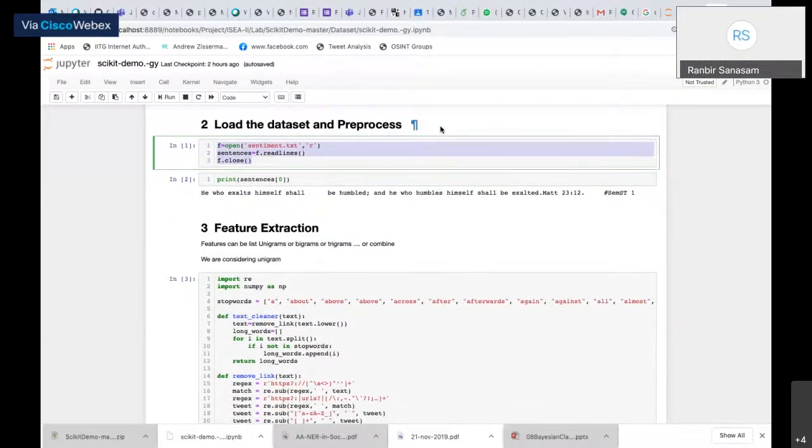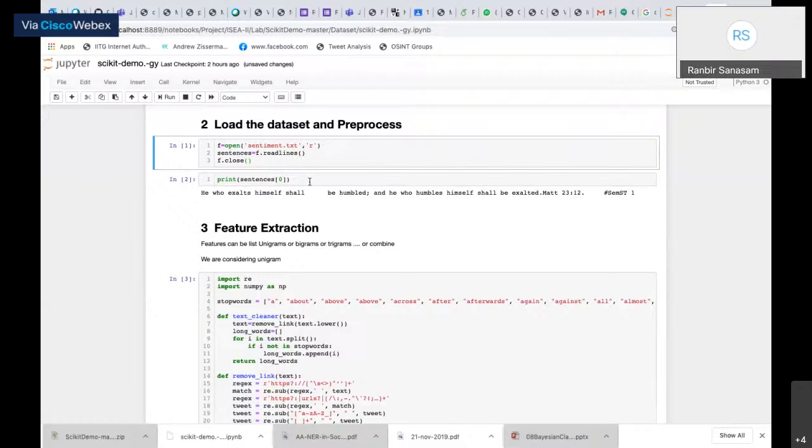Are you facing any problem writing this program? The first part is where I am just trying to read my text collection, the tweet collection. This is the Python program. I'm opening the file called sentiment.txt, which is nothing but my document collection. Then I am reading the corpus. Then I check whether I am reading correctly or not.